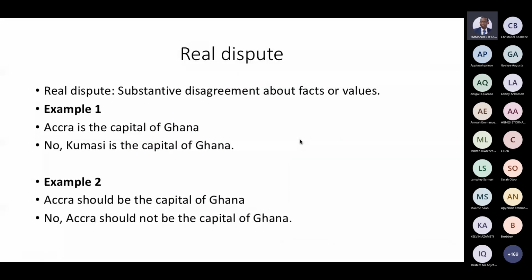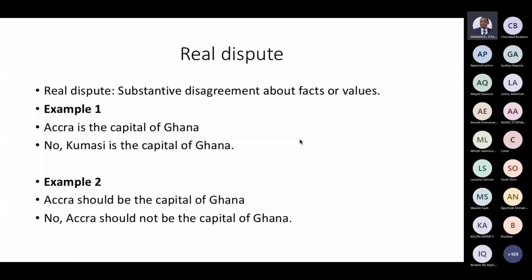Now, example of factual disagreement. Accra is the capital of Ghana. No, Kumasi is the capital of Ghana. So that's a factual disagreement. You resolve it by verifying the facts, finding out what the facts are. So this might not be a disagreement in Ghana because we know the capital of Ghana, but it might be a disagreement in China or Russia. Then example of disagreement over values.